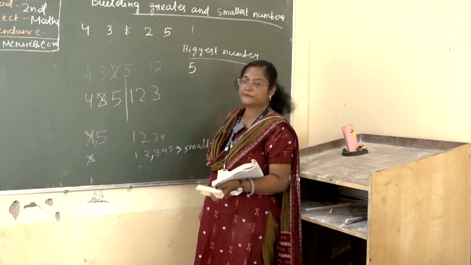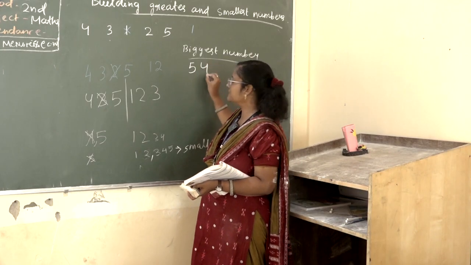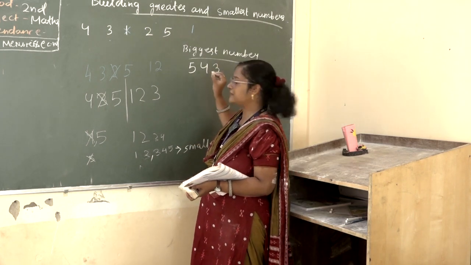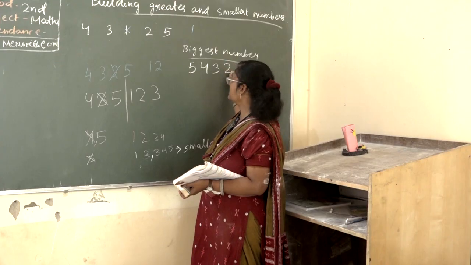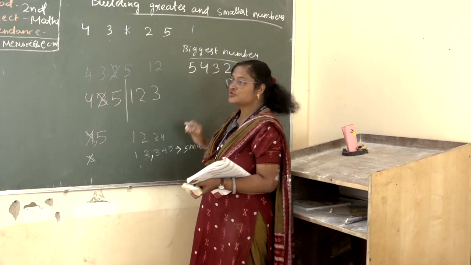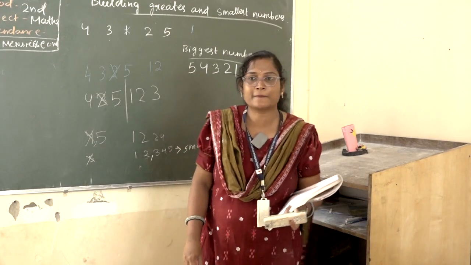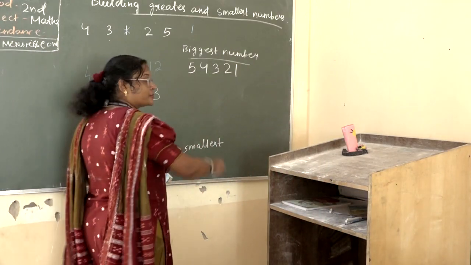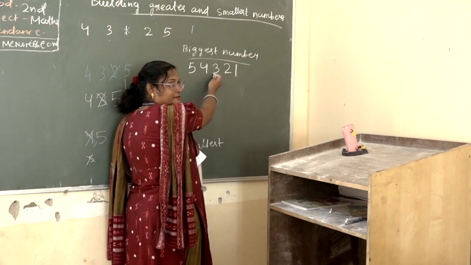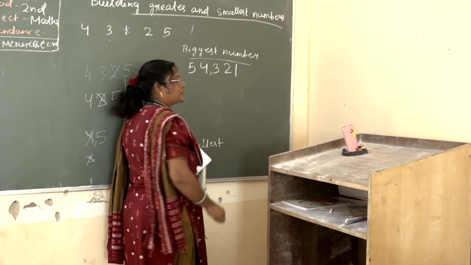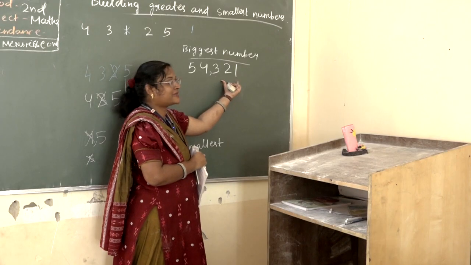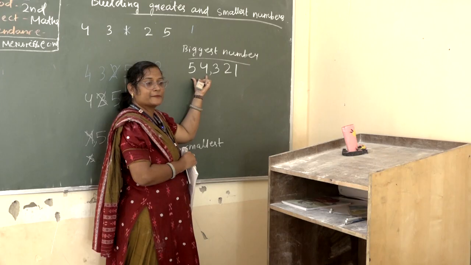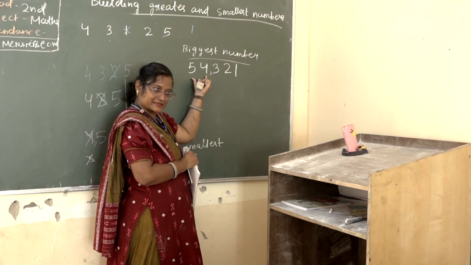After that what will I write? 4. Next? 3. Next? 2. Then? 1. So where will you give the comma to read the number? Before 3 digits. Yes, before 3 digits you have to give the comma, because this is one period and this is another period. This is the ones period. This is which period? Second period, the thousands period.